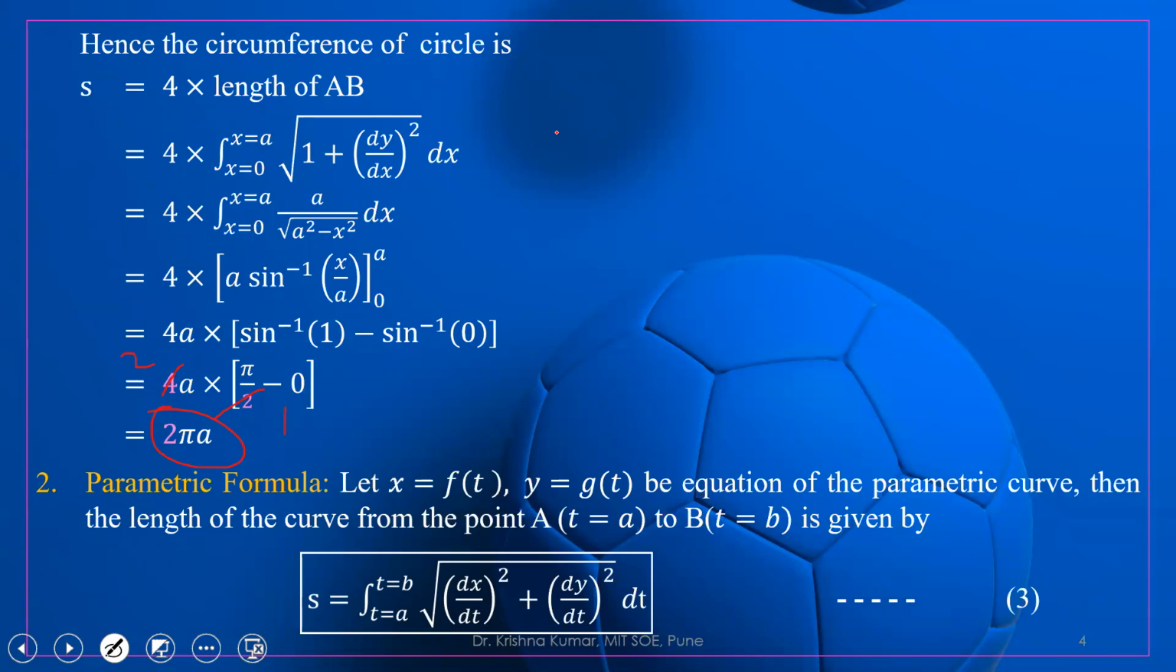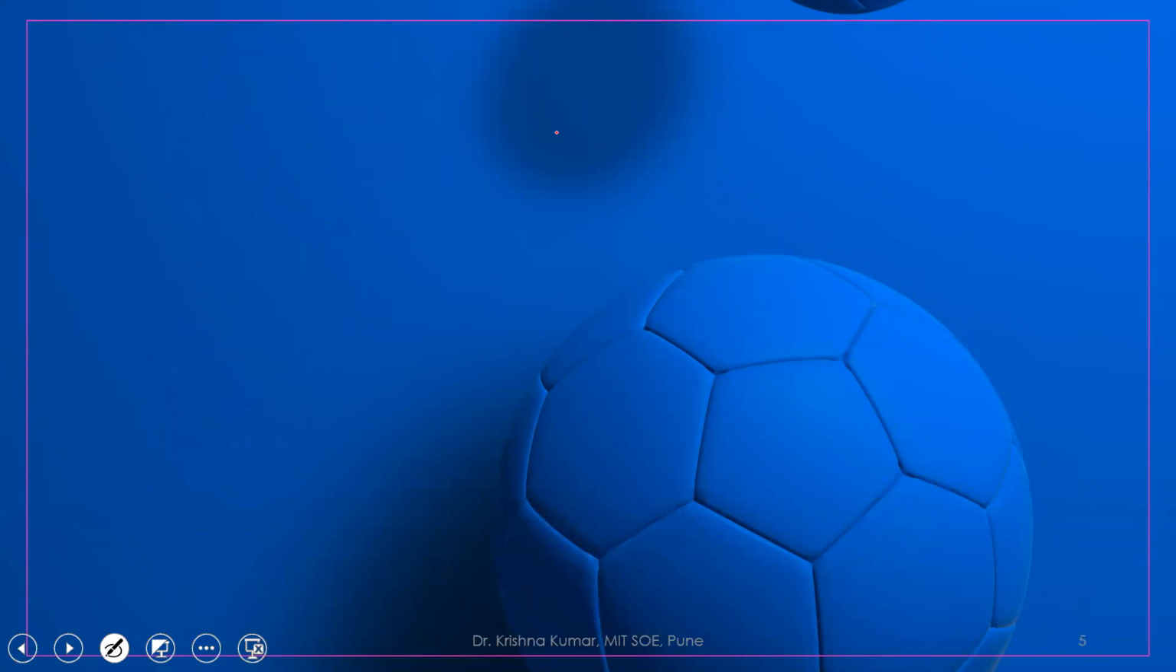Now we are given a circle x square plus y square is equal to a square. How do we write its parametric equation? Let us write x is equal to a cos t and y is equal to a sin t. If we put it in, what is the left hand side? The left hand side is a square cos square t plus a square sin square t.